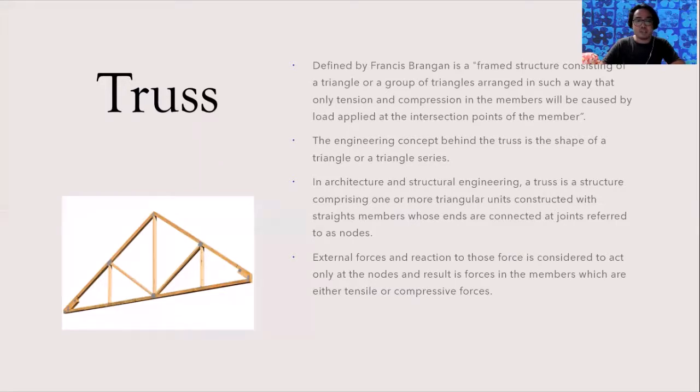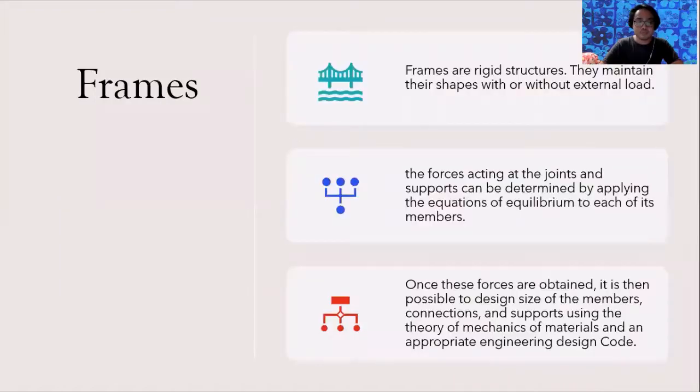External forces and the reactions to the forces are considered only at the knots, and the result is a force in the members which are either tensile or compressive. So for the introduction of a frame, a frame is a rigid structure. They maintain their shape with or without external load. The forces acting at the joints and supports can be determined by applying the equations of equilibrium to each of its members. Once these forces are obtained, it is then possible to design the size of the members, connections, and supports using the theory of mechanics of materials and appropriate engineering design codes.